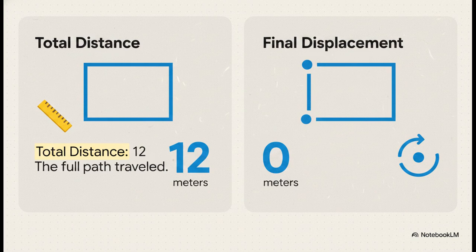The distance the teacher traveled is pretty easy, right? You just add up all the parts of their path. 4 plus 2 plus 4 plus 2, that gives us 12 meters total. But now we have to think about displacement. Displacement is just the change in position from the starting point to the ending point. And since the teacher walked in a perfect rectangle and ended up exactly where they started, their displacement is 0.